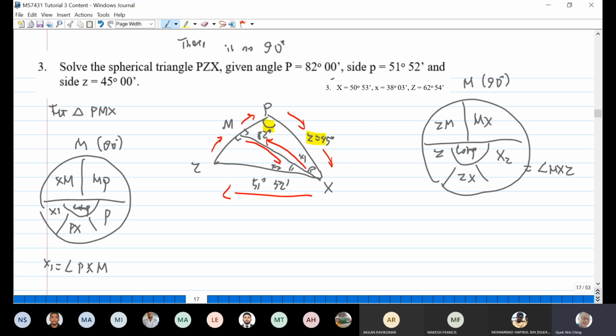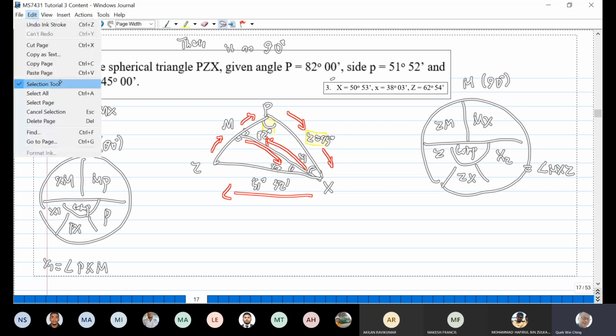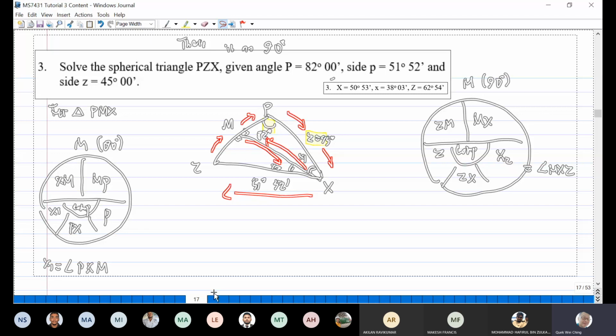Next, I'm going to focus on the left triangle, the upper, easy triangle here. Let me copy the page here, then move to the next page now.